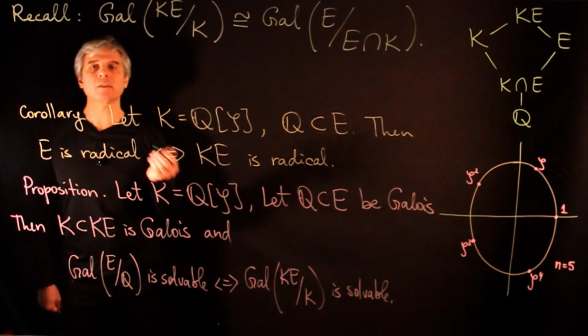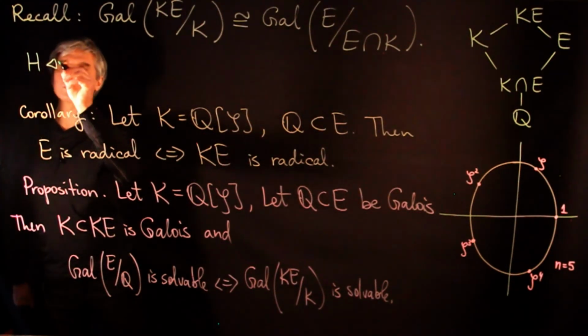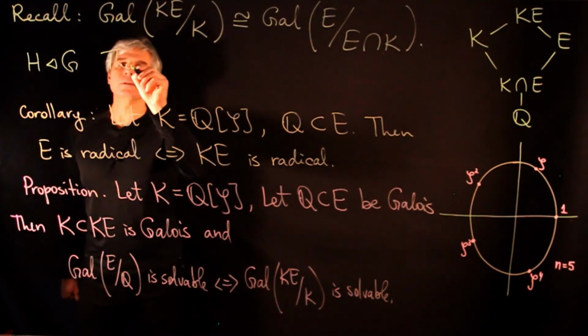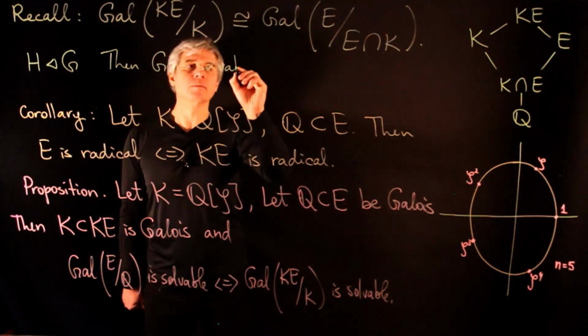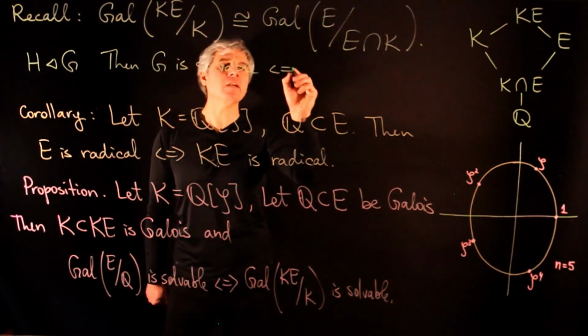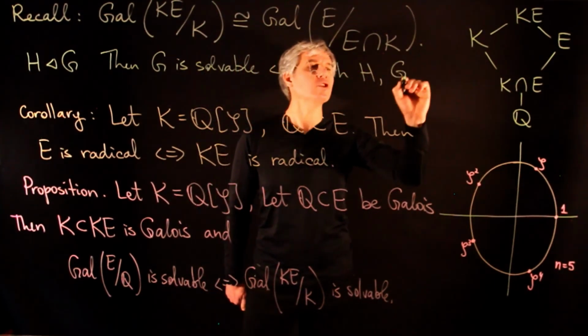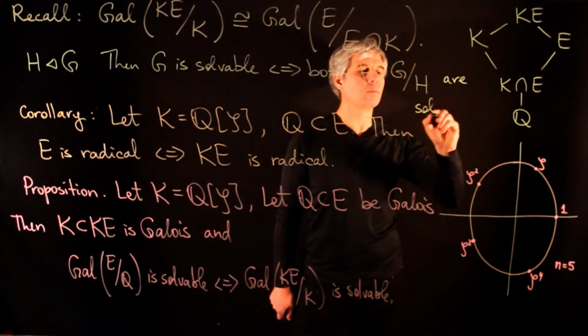The second fact that we will need is from group theory. And so if H is a normal subgroup in a group G, then G is solvable if and only if both H and the quotient group G by H are solvable.